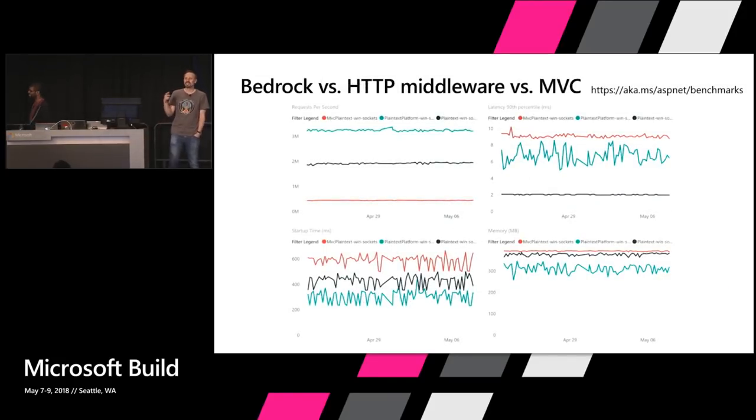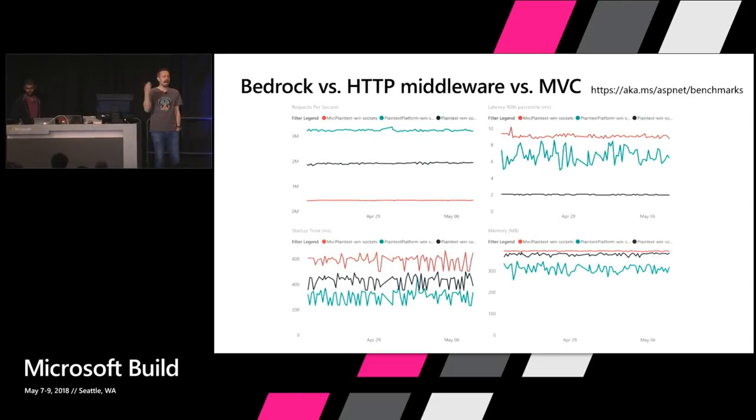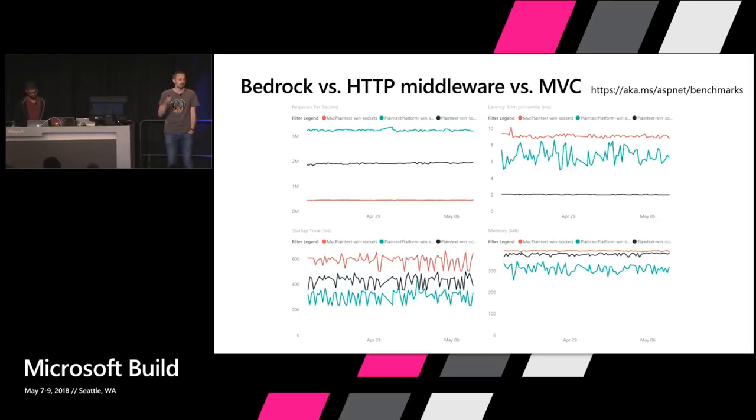So what's the advantage? This is a graph that shows the difference between running the TechEmpower benchmarks that ASP.NET Core has been working very hard to do well in. We have different implementations. We have ones that use MVC, the full power of MVC. We have ones that use HTTP middleware, so if you just write code in middleware. And now we have a version that just uses Bedrock.